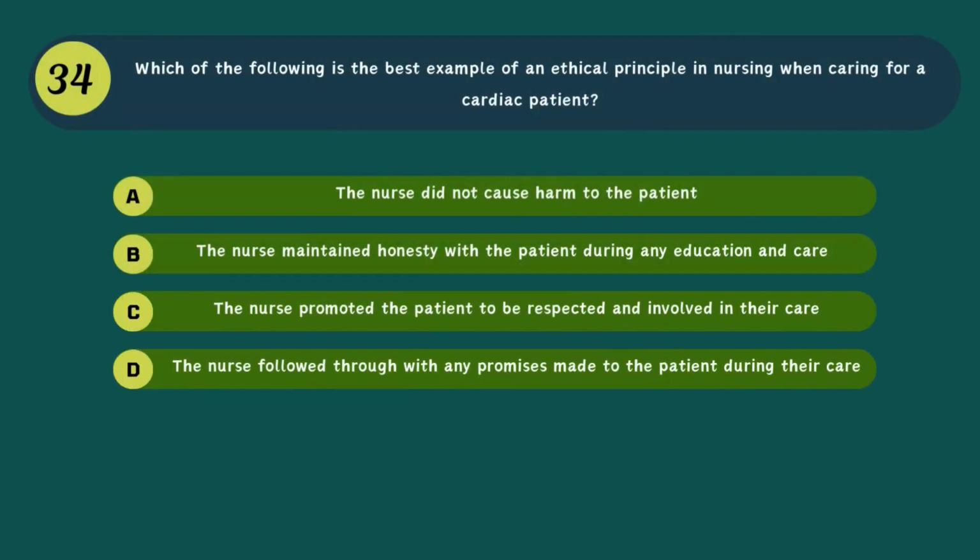Question 34. Which of the following is the best example of an ethical principle in nursing when caring for a cardiac patient? A. The nurse did not cause harm to the patient. B. The nurse maintained honesty with the patient during any education and care. C. The nurse promoted the patient to be respected and involved in their care. D. The nurse followed through with any promises made to the patient during their care.